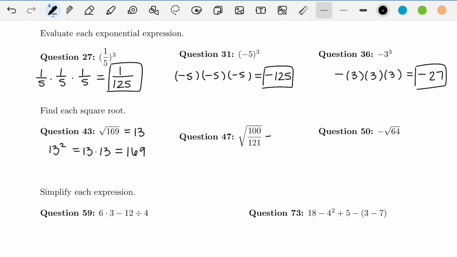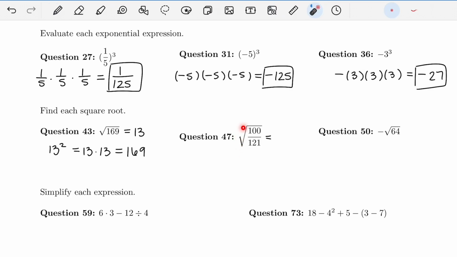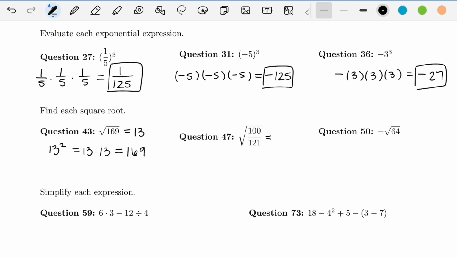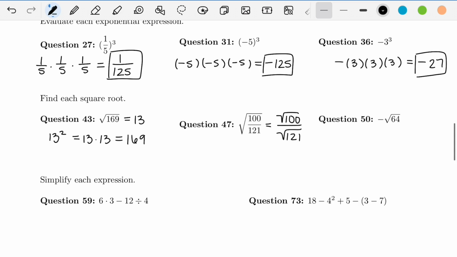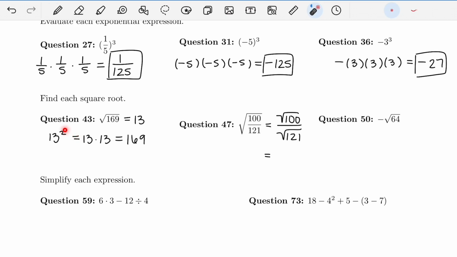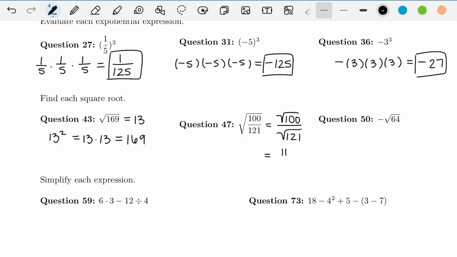Alright, let's look at the next question here. We have the square root of 100 over 121. So what's happening with this radical symbol here is that we're taking the square root of this whole thing. So we can apply this square root to the top and bottom of this fraction separately. Now the square root of 100 is going to be 10 by the same reasoning here. 10 times 10 is going to be 100. So that means the square root of 100 must be 10. And similarly, the square root of 121 is going to be 11 because 11 times 11 is 121.